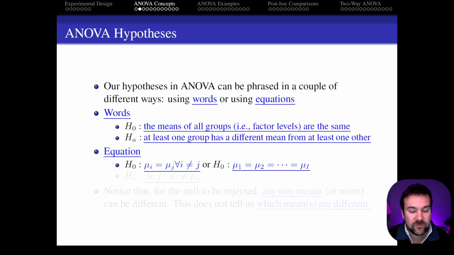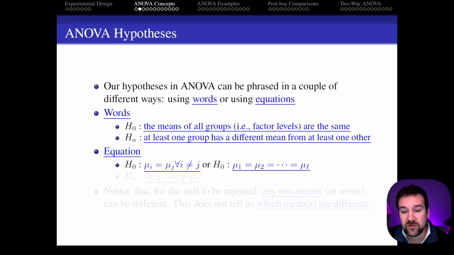In equation form, we can look at the null hypothesis as mu sub i equals mu sub j for all i not equal to j. So the means are the same over all i's and j's. Another way to potentially write this is mu sub 1 equals mu sub 2, all the way out to the final group, mu sub capital I.